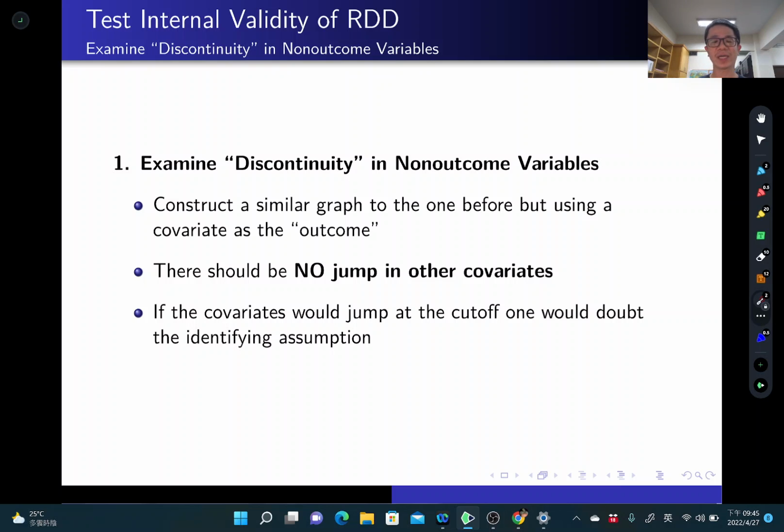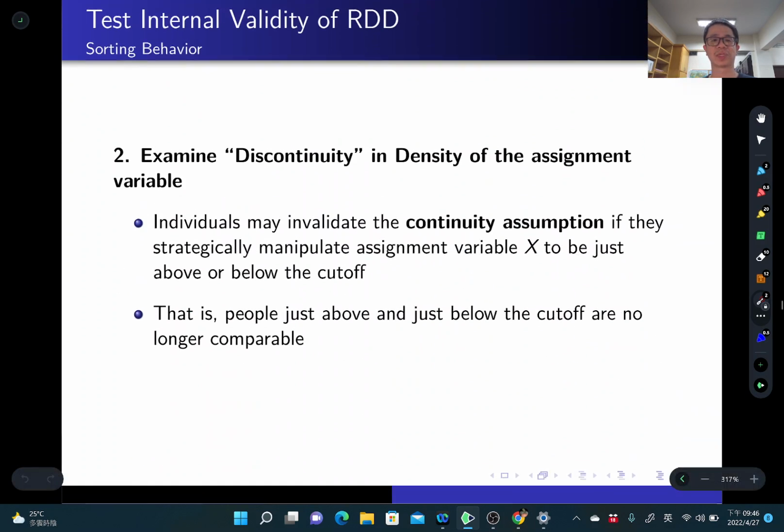Okay, but if you find the covariates actually jump at cutoff, we might doubt the identification assumption of RD design. So maybe the continuity assumption may not hold. So if that's the case, you might not be able to implement this design. But another solution is you just include this covariate when you run the regression for your RD estimation. That's another possibility.